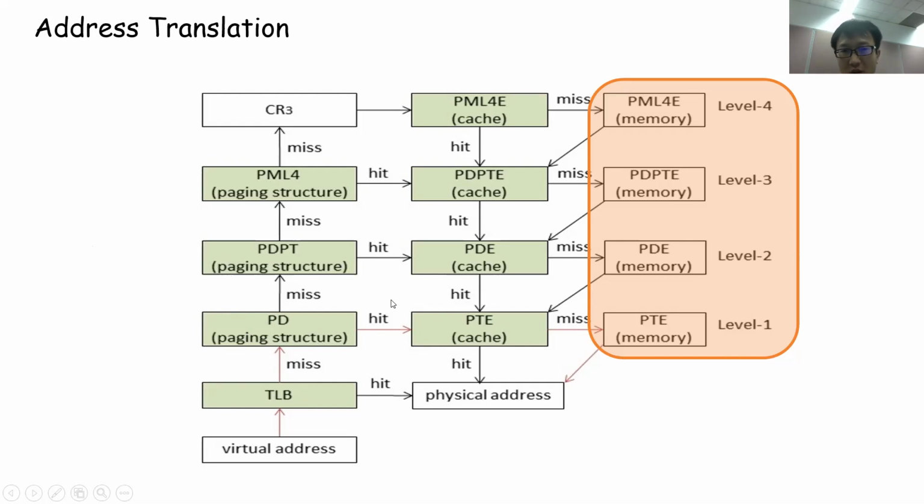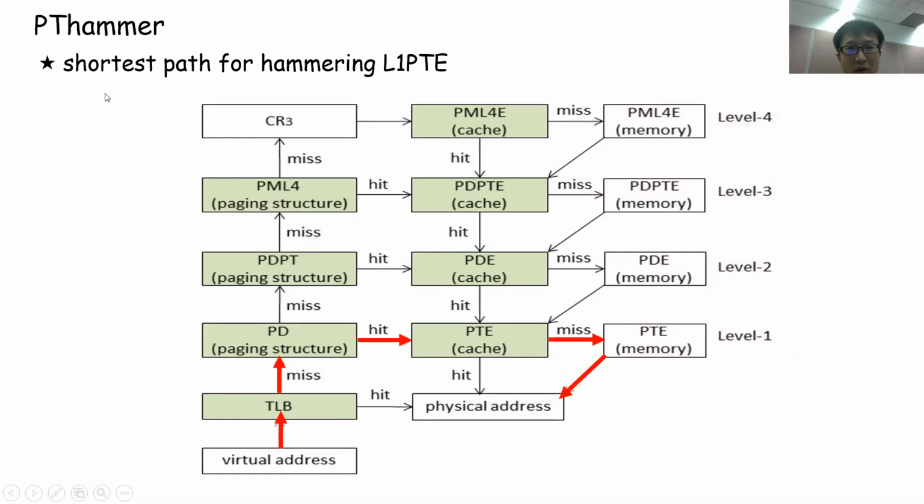These injections might be too time consuming, so a live implementation of pagetable-based implicit hammer may be too slow to induce any bit flip. To address this problem, PThammer has identified the shortest path for hammering level 1 PTE. As this red solid arrow shows, PThammer can access the level 1 PT only.